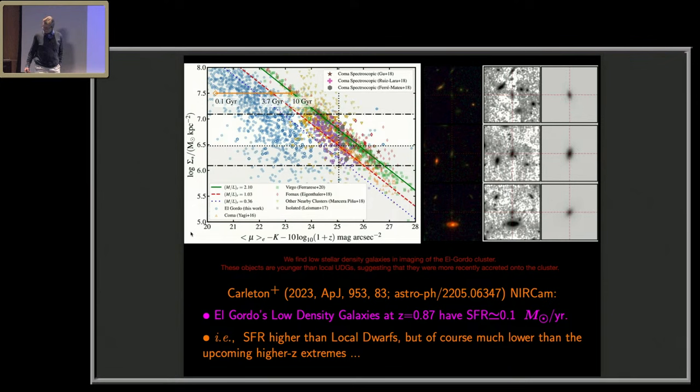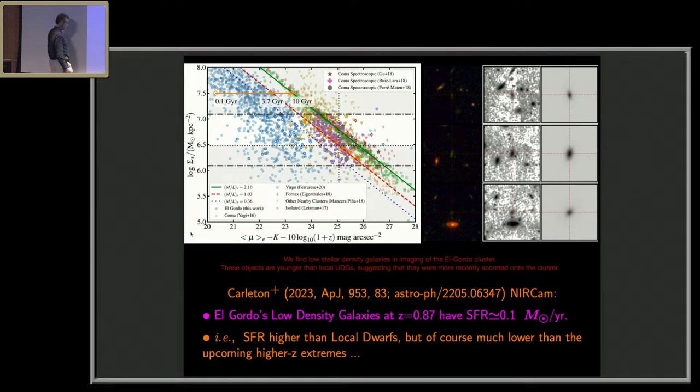Let's look at the dwarfs once more. In El Gordo, we find also a very large number of low-density or ultra-diffuse dwarfs. Some of them are so inconspicuous you can't see them with the lights on, but here they are. There are thousands of them compared to the distribution in Coma and Virgo and Fornax in terms of stellar surface density versus K-corrected surface brightness. You can see they're a little brighter, a little more actively star-forming, higher surface brightness. Yet they have rather low star formation rates of about 0.1 solar mass a year.